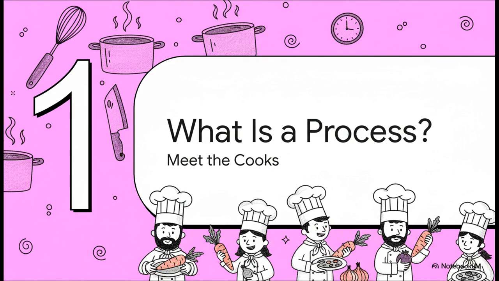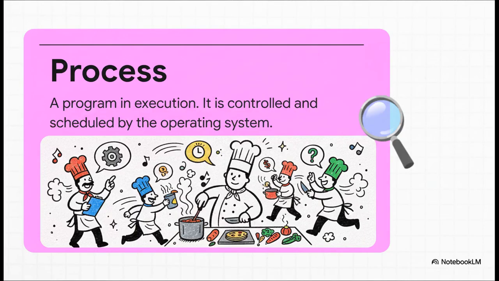Okay, so let's set the scene. Imagine your computer's operating system, your Windows, your Mac OS, is the general manager of a massive, high-speed restaurant. Every single app you run, whether it's your web browser or your music player, is basically a cook in this kitchen, and each one is working on a specific dish. Now, in the tech world, each of these cooks is called a process.